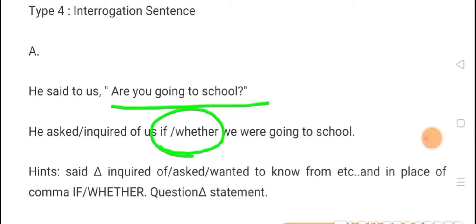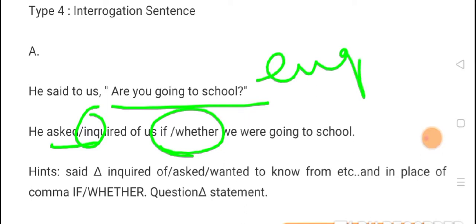Again I repeat, in case of closed question, yes or no question, we have to write in place of that, in place of comma and inverted comma, if or whether. But when there is WH word in the reported speech, what you can do? You have to write the same WH word from the reported speech. So he asked or inquired. Here it might be this one, inquired. So he asked or inquired of us, if we were going to school.